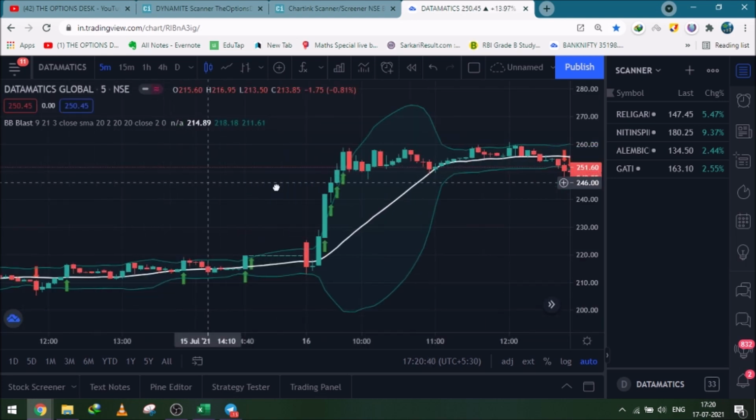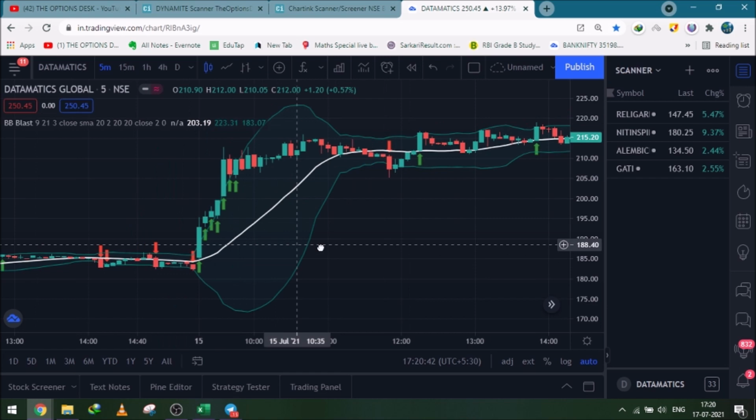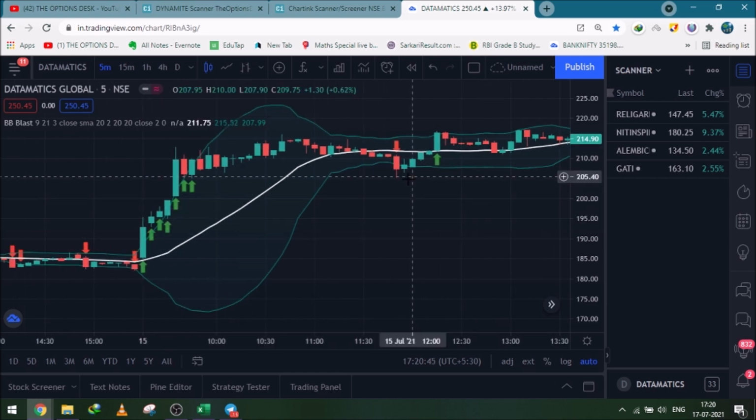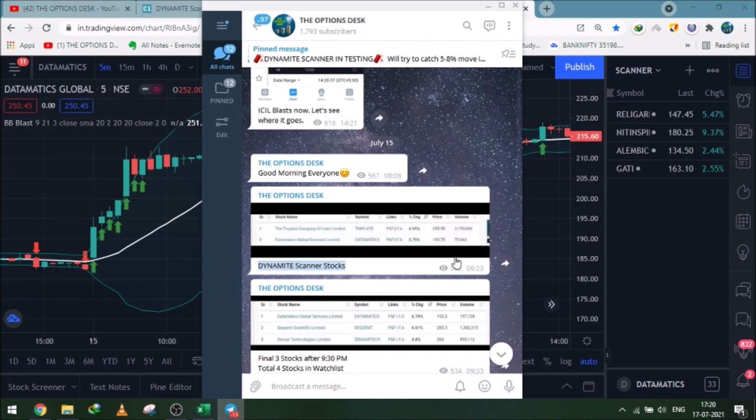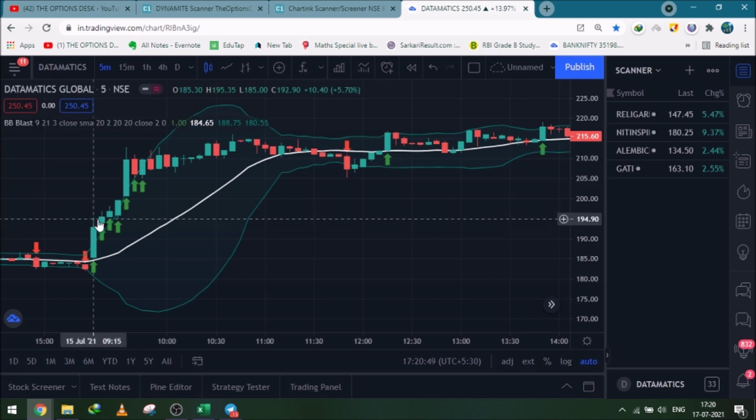See, this is the 16th. We are not going to see the 16th, we are going to see the 15th. Okay, so this is the chart of the Datamatics on the 15th. The Datamatics came at 9:23. So this is a 5-minute candle. The Datamatics came after this candle. Let's see, somewhere around here.